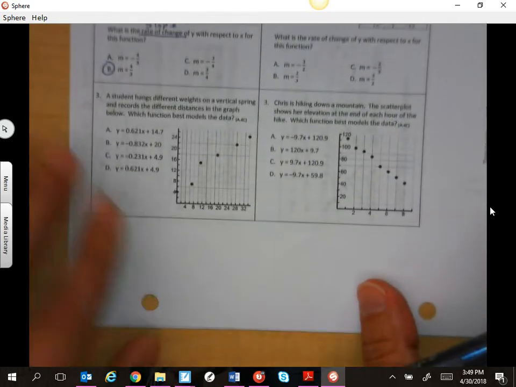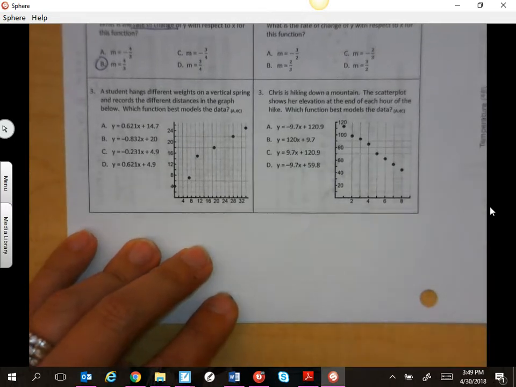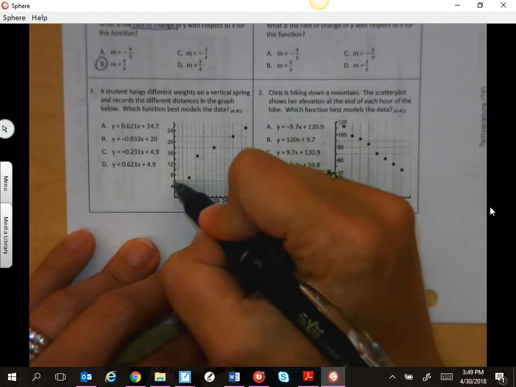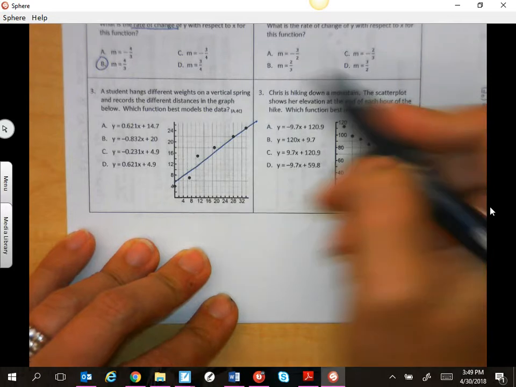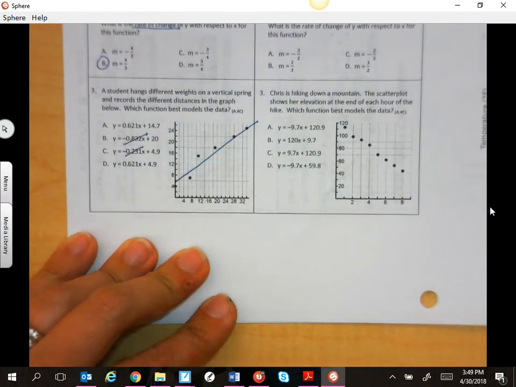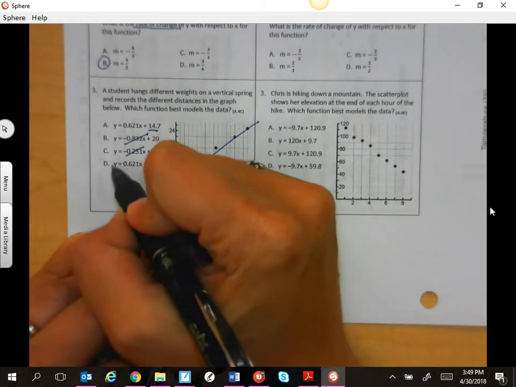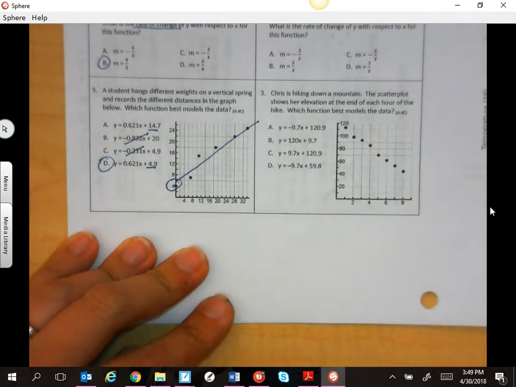And then here, you can do a couple of things. First of all, this is a positive correlation. So the slope is positive, so it cannot be these two. Here, it's really close to 4. So if you look at your y-intercept, it has to be D. So you can use some process of elimination there.